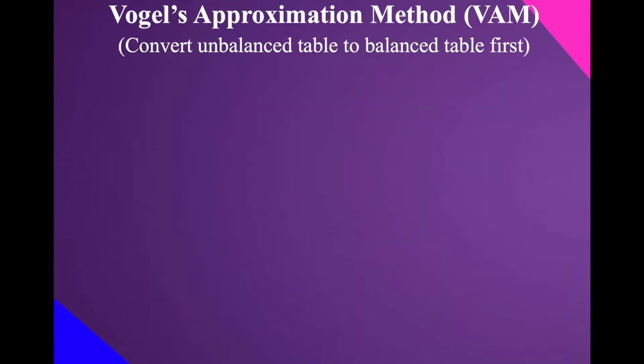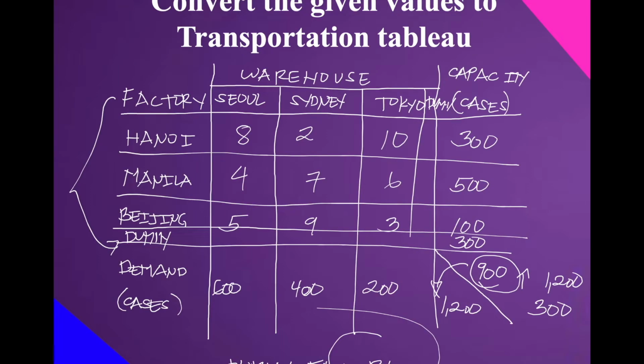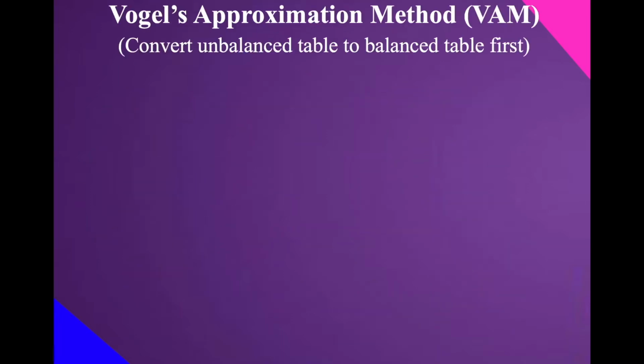But before we start our Vogel's approximation method, we should copy this one and make it cleaner. Let's start. I'll use white ink. Let's have here factory. I will put our table on the upper left side because for this Vogel's approximation method, we will be using an extension part, in which we will extend our table to the right and bottom part.